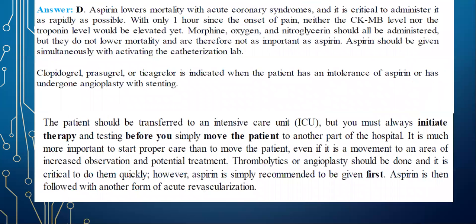So if we go to our answer, aspirin lowers mortality with acute coronary syndrome, and it is critical to administer it as rapidly as possible. With only 1 hour since the onset of pain, neither CKMB nor troponin will be elevated yet. Morphine, oxygen, nitroglycerin should all be administered. We are going to give everything, but they do not lower mortality and they are not as important as aspirin. That's why aspirin should be given simultaneously with activating the catheter lab, which means that you give the aspirin and then you call the catheter lab so that it can be arranged for urgent angioplasty for this patient. Is this clear?